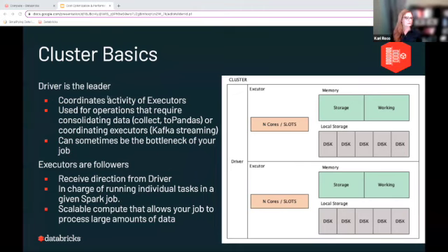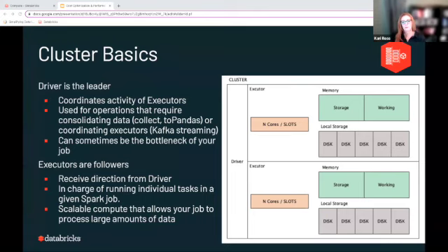The driver is the leader and it's going to coordinate everything for the executors. The driver is maintaining information about the Spark application. It's responding to the user's input and output, and it's analyzing, distributing, and scheduling the work to the executors. It can sometimes be a bottleneck to your application, and we'll talk about that, and Ganglia can help you determine if that is the bottleneck.